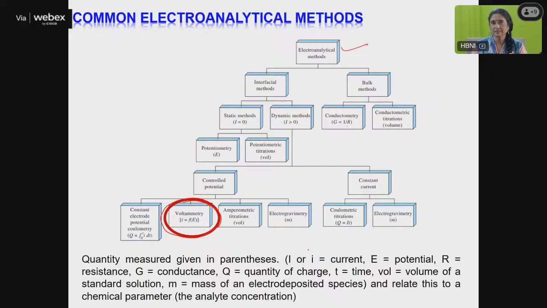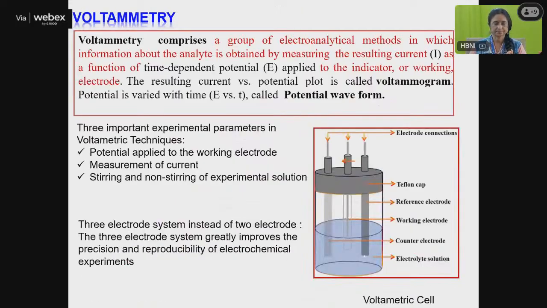So what are the quantities normally we play with in case of electroanalytical techniques? Current, potential, resistance, conductance, quantity of charge, that is Faraday, F, then time, volume of standard solutions, mass of the electron depositing species, and all. So by playing with all these things, you can calculate the analyte concentration. And in case of voltammetry, it is the voltage and current relationship.